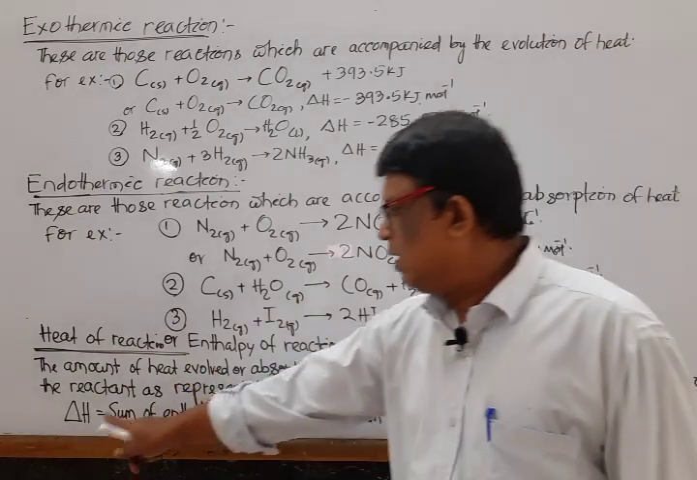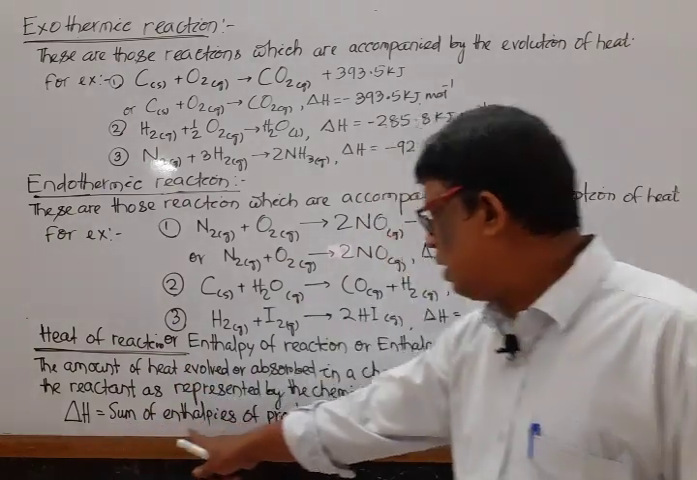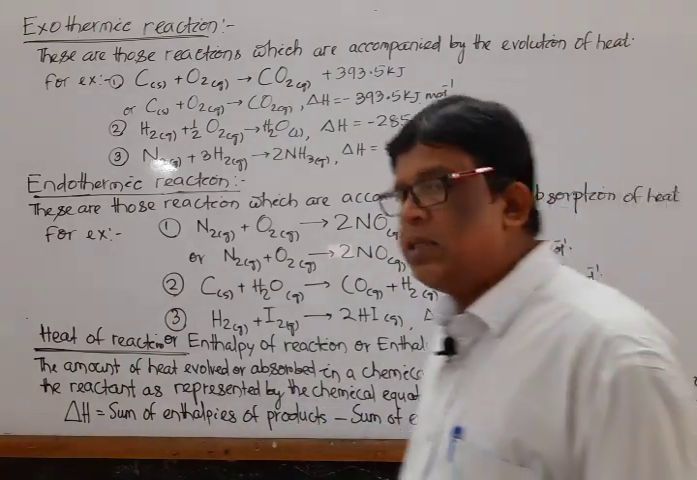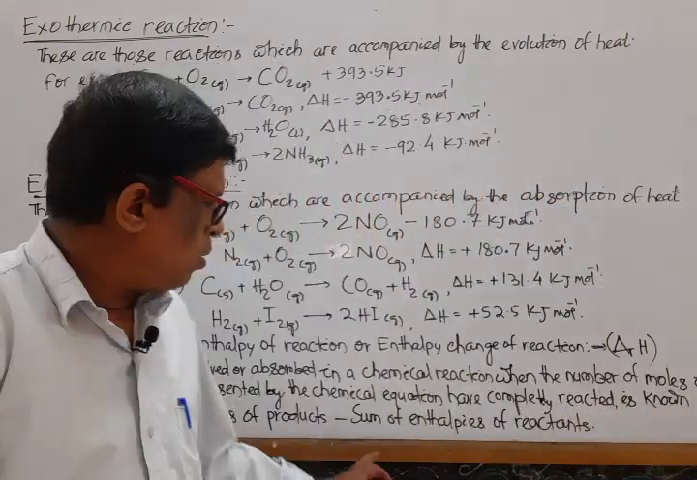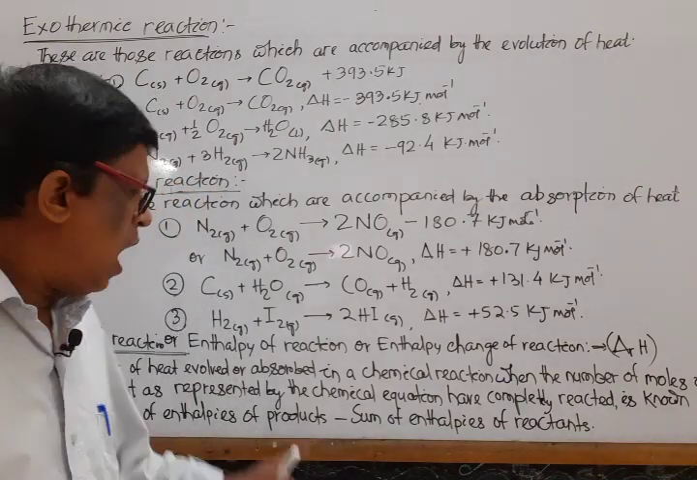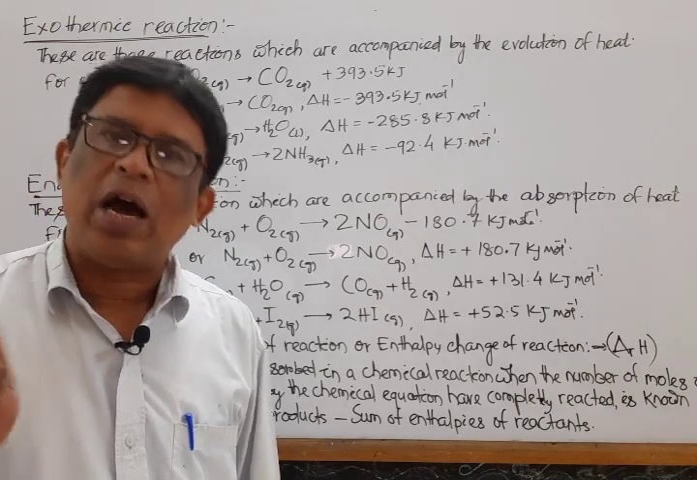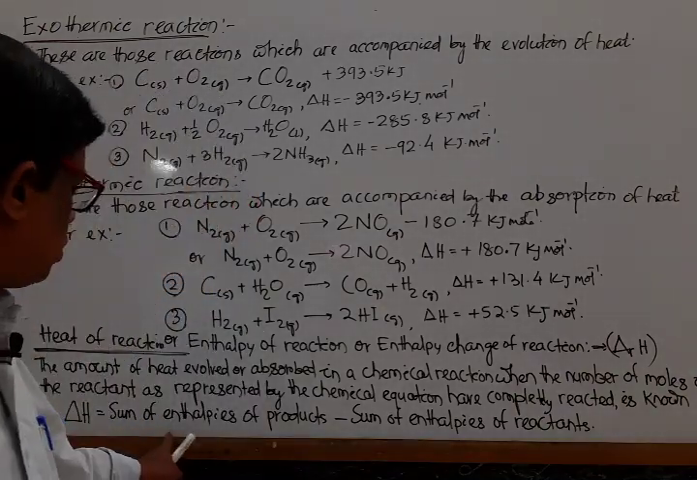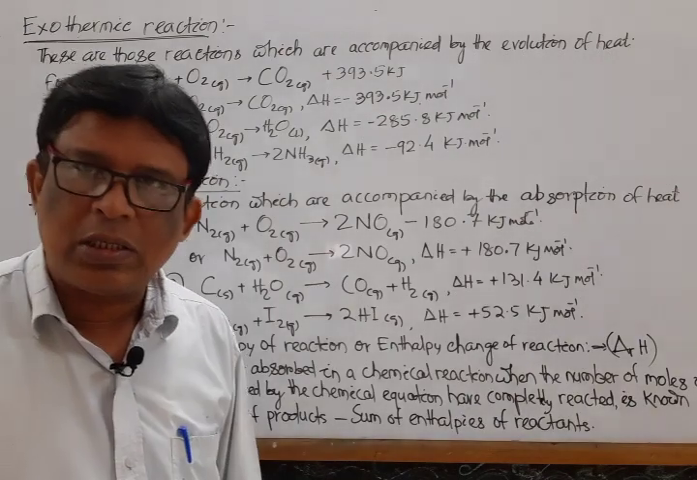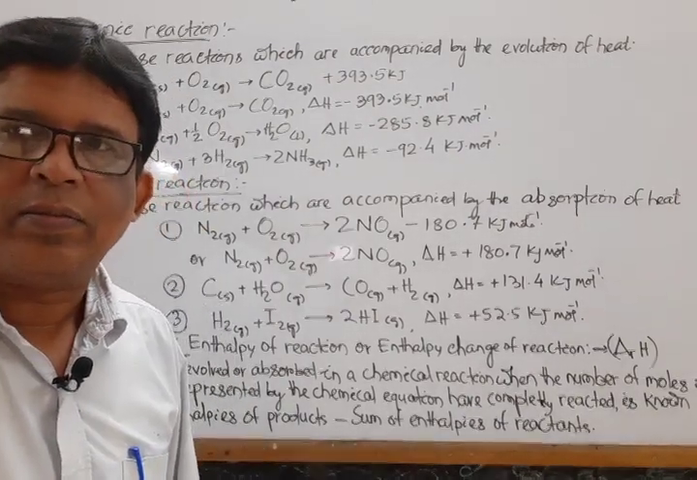That means in del H, the heat change either evolved or absorbed is equal to sum of the enthalpies of the products minus sum of the enthalpy of the reactants. I repeat again, how we calculate the heat change, either amount of heat evolved or absorbed, is equal to the sum of the enthalpy of the products minus sum of the enthalpy of the reactants.